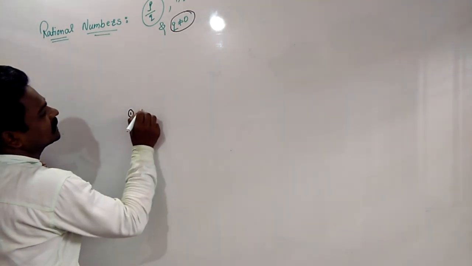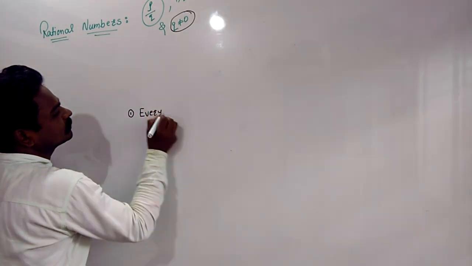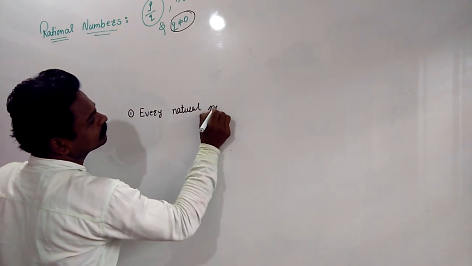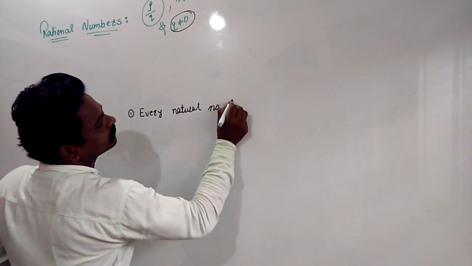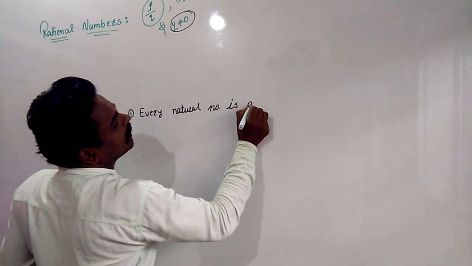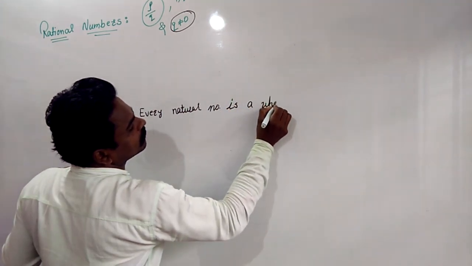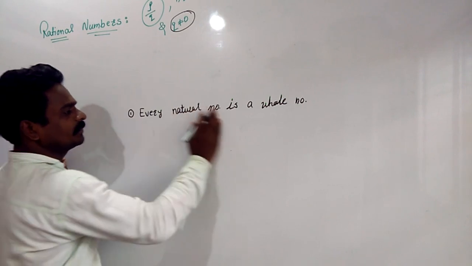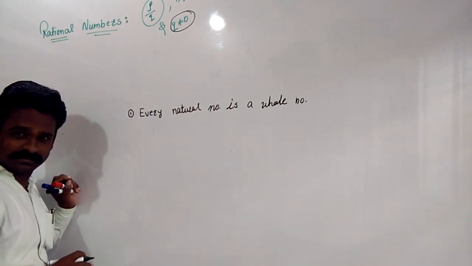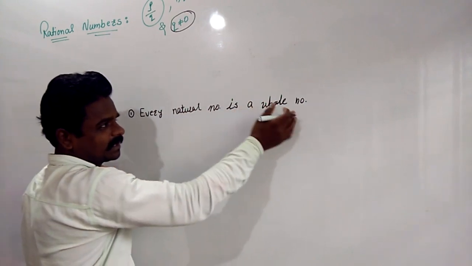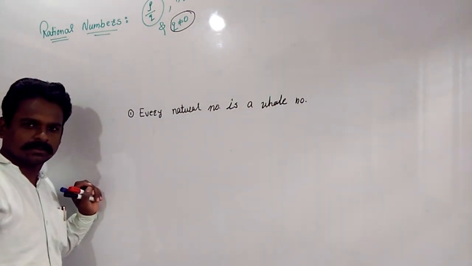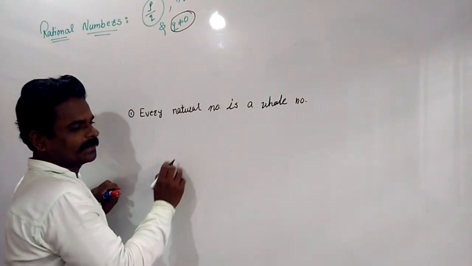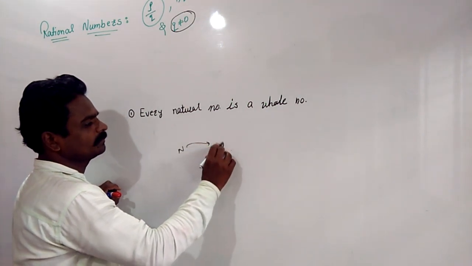First statement is like this: every natural number is a whole number. Every natural number is a whole number. Is it true or false? Tell me. Every natural number is a whole number.